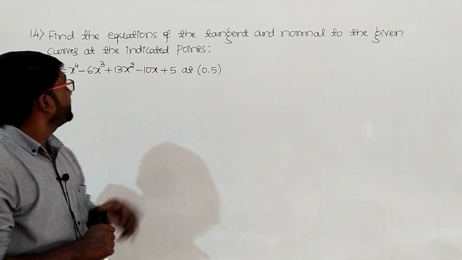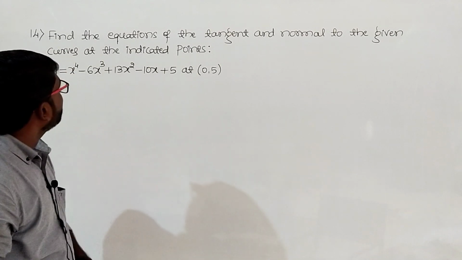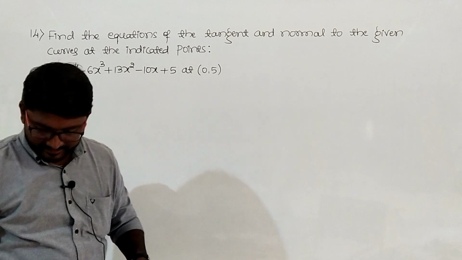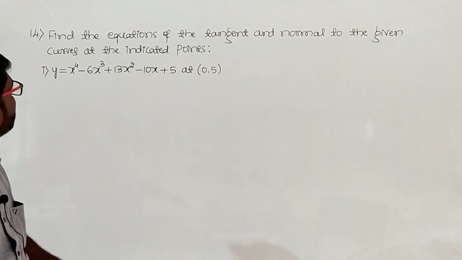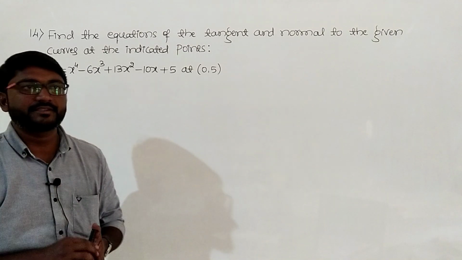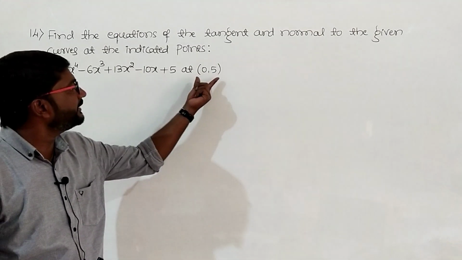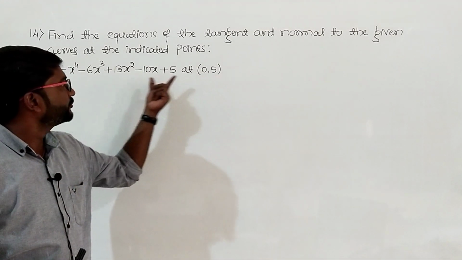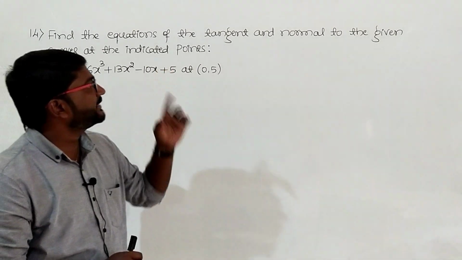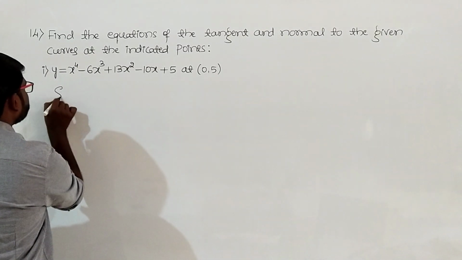The question is, find the equations of the tangent and normal to the given curves at the indicated points. The first curve is y equals x to the power 4 minus 6x cube plus 13x square minus 10x plus 5 at 0 comma 5. This is the indicated point. So he has given the curve and he has given the point. We will have to find the equation of the tangent and the equation of the normal. Let us proceed with this.